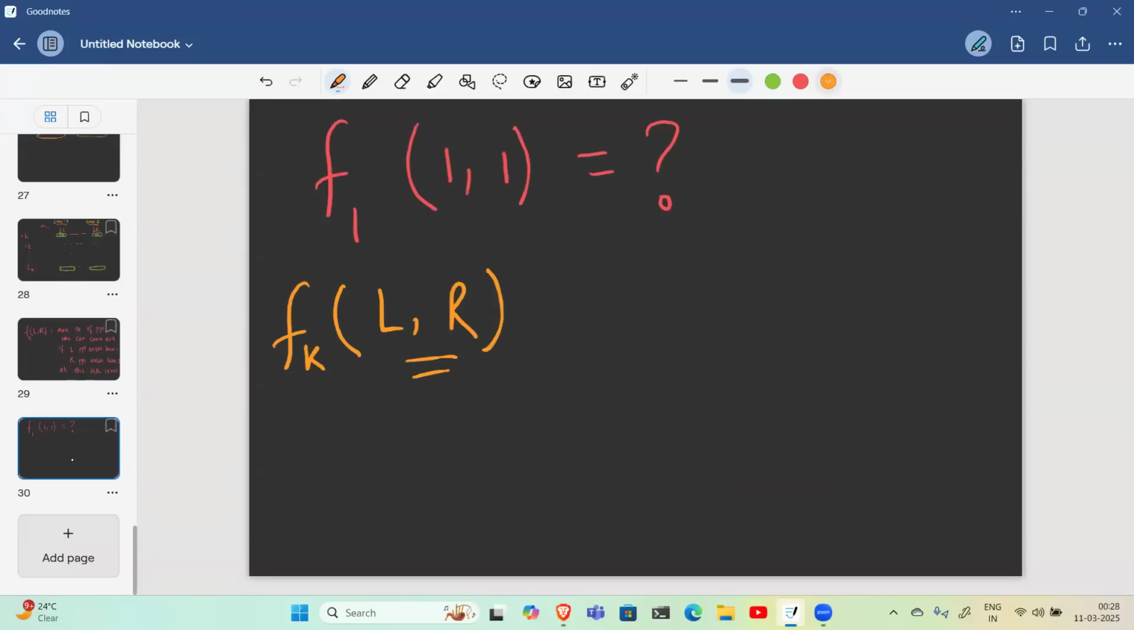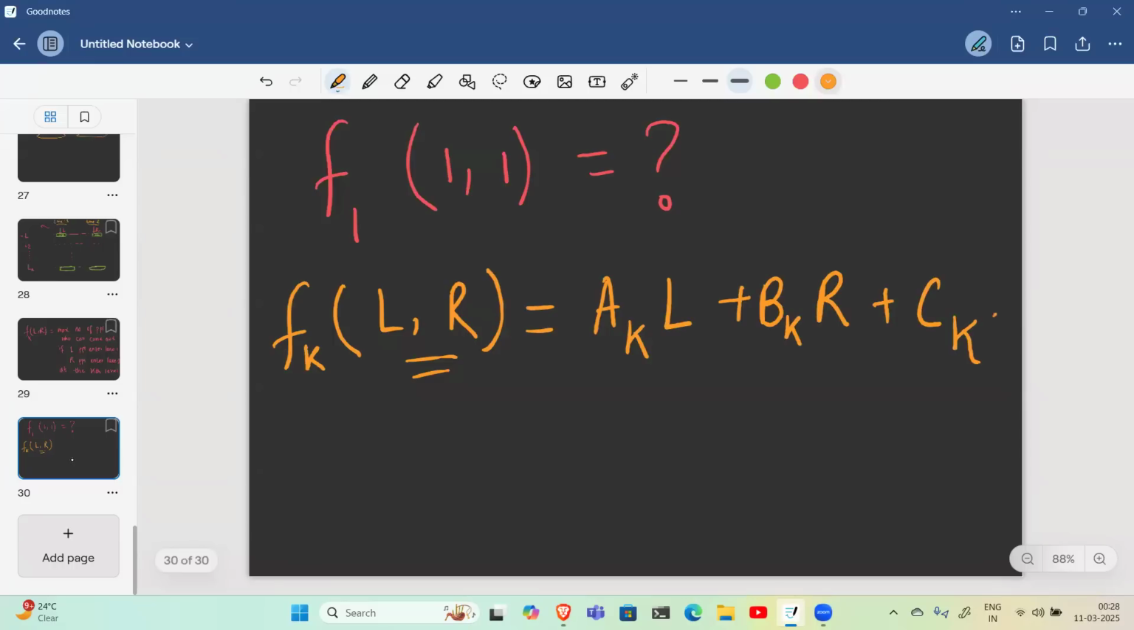Basically, what are you doing? L people pass through lane 1, R people pass through lane 2. What is finally happening to the number of people? The number of people is either getting multiplied with something or getting added with something, right? So don't you think that fk(L, R) should be some linear combination of L and R only? So it should be something like ak L plus bk R plus some ck. It should be of this form, where a, b, and c are coefficients.